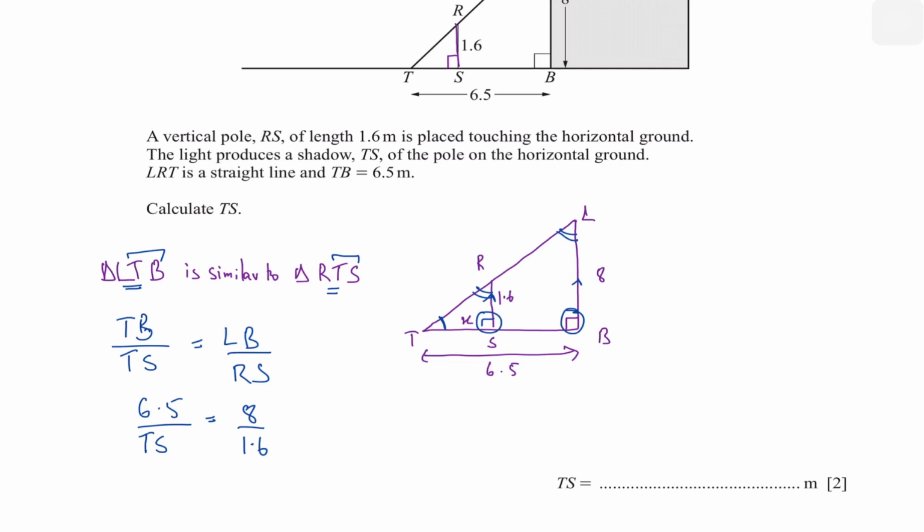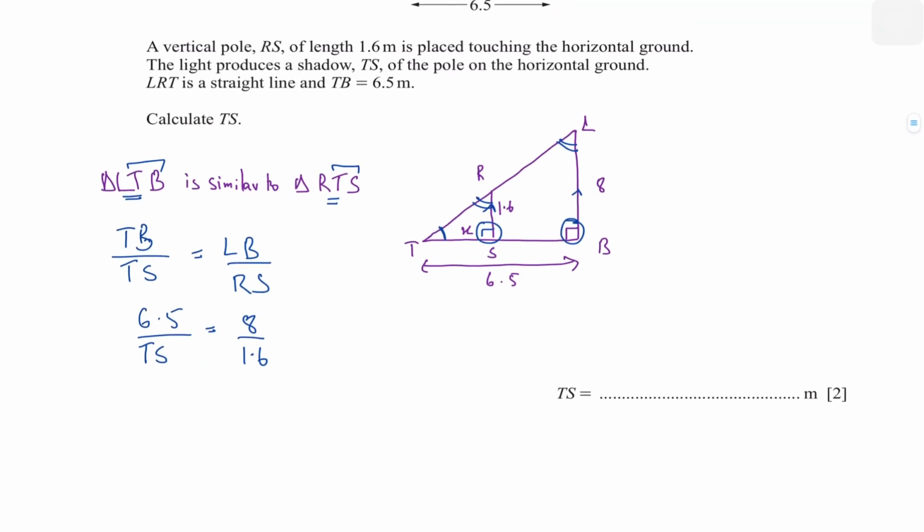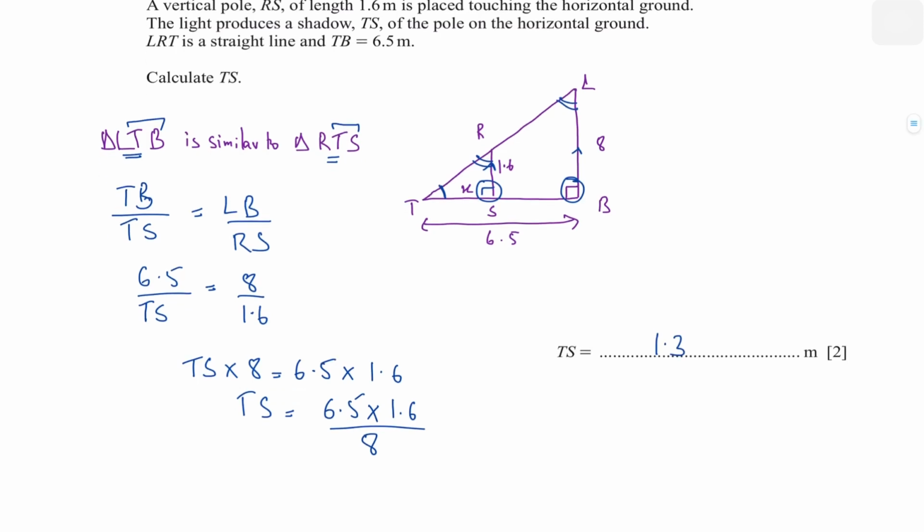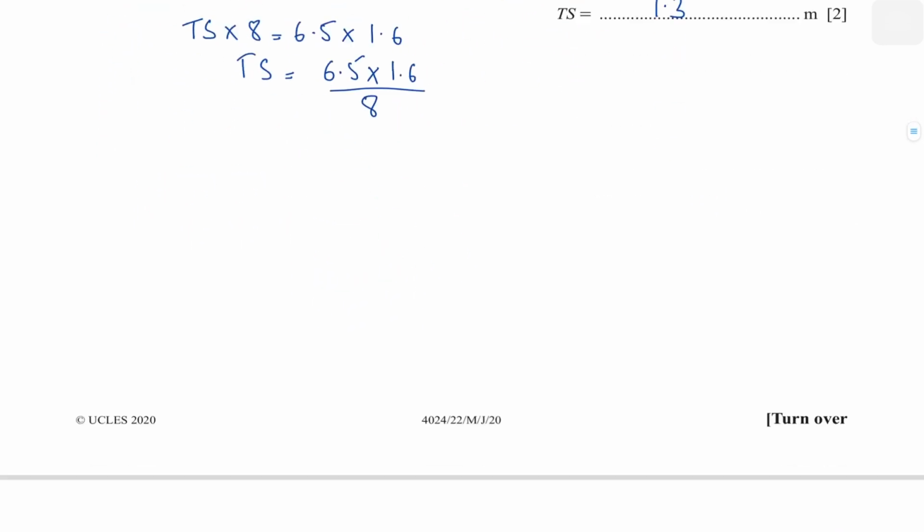Now let's cross multiply. TS times 8 is equal to 6.5 times 1.6. So TS is equal to 6.5 times 1.6 upon 8. I'm just going to punch this in my calculator: 6.5 times 1.6 divided by 8. That gives me 1.3 meters. So there you have it. That was question number 3.